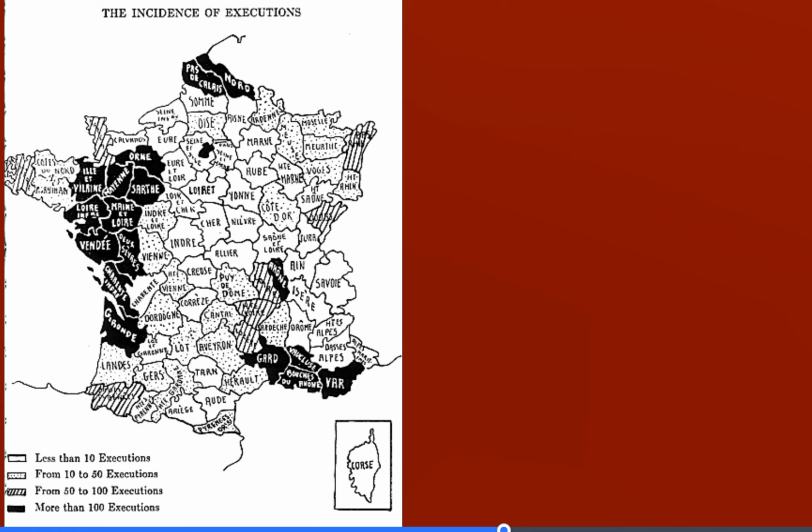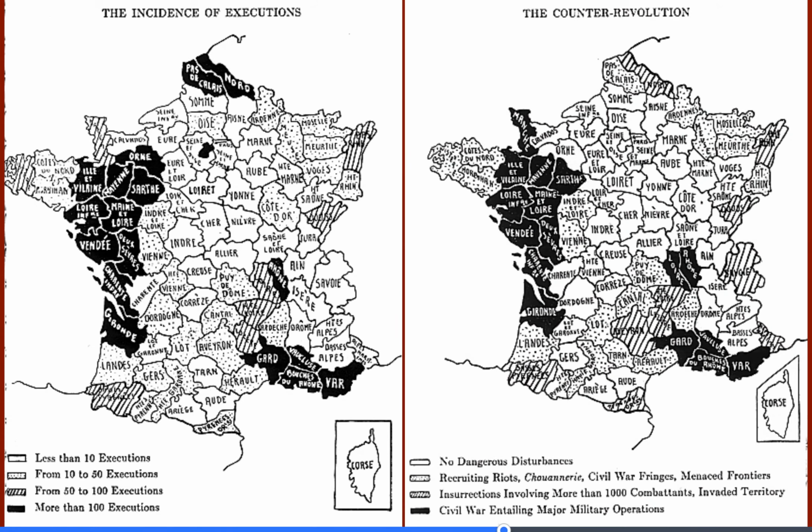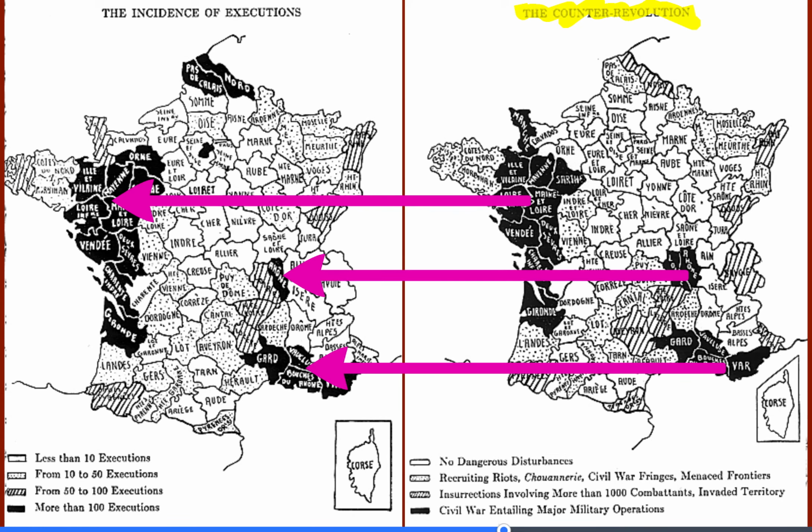Now, if we were to look at this map side by side with a map of where counter-revolutionary movements were occurring, we see there's a direct correspondence. So we can connect that western coast, this inner sort of central eastern area, and then the southern area where most of the executions and counter-revolutionary events are occurring. So we know that the Reign of Terror was certainly designed to end these counter-revolutions and stabilize the Republic.